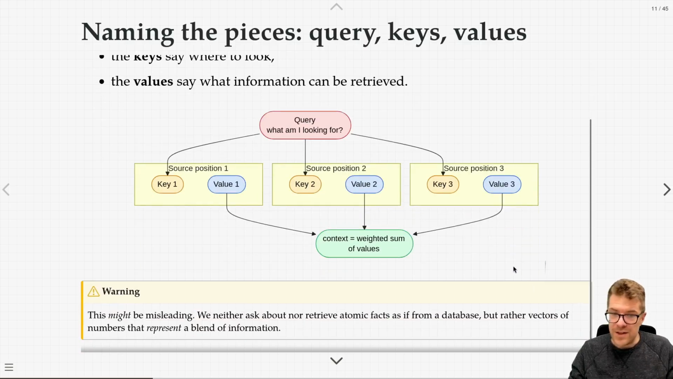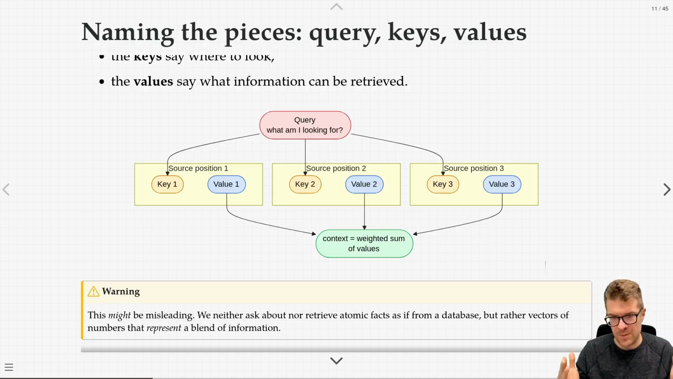I want to mention that this might be a little bit misleading. The community uses the terms keys and values, and it sounds a lot like a database, and therefore it sounds like we're literally going to get discrete atomic facts as if from a table, and then combine them in deterministic, modular ways. And that's not the case exactly.